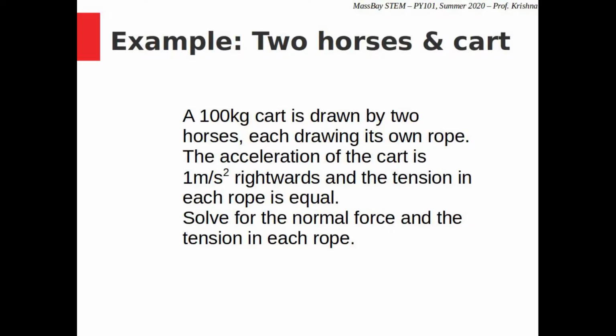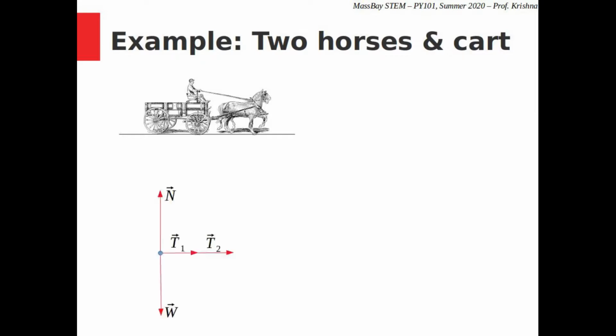Consider this puzzle. A 100-kilogram cart is drawn by two horses, each drawing its own rope. The acceleration of the cart is 1 meter per second squared rightwards, and the tensions in the two ropes are equal. Solve for the normal force on the cart and the tension in each rope. First, draw a picture. Second, draw the free body diagram. Weight points down, normal force points up, and the tension in each rope points rightward. I'll draw two tensions for two ropes and two horses. We'll call them T1 and T2.